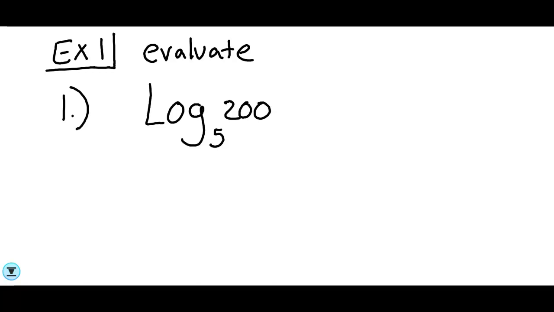Okay, so there's no way we're going to get those bases to match. 5 is only ever going to be able to be 5, and 200 is not a power of 5. So there's no way we're going to get those to match. We're going to need some help with our change of base. So change of base is going to be log 10 on the top, log 10 on the bottom.